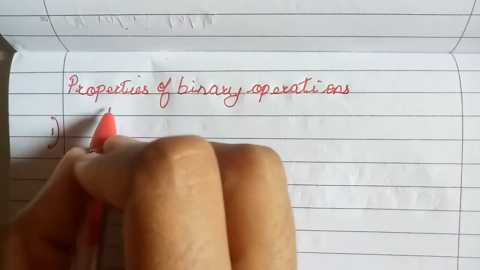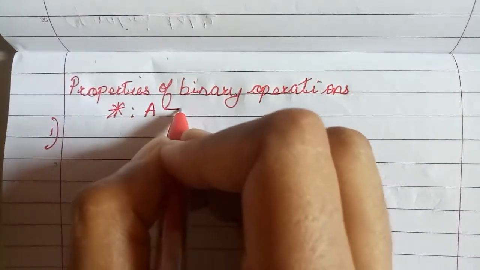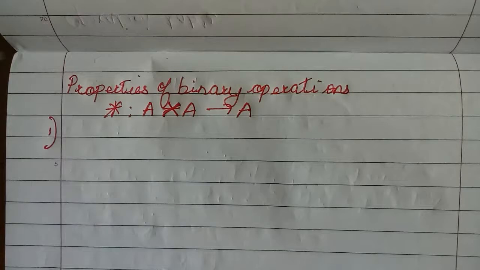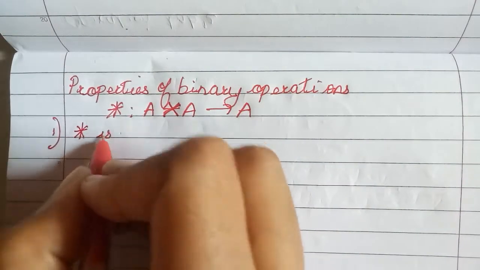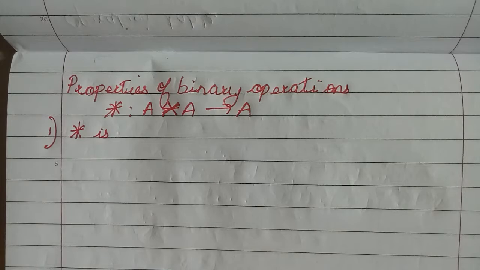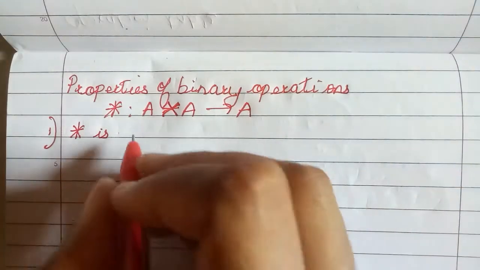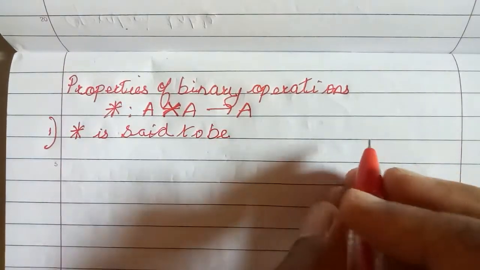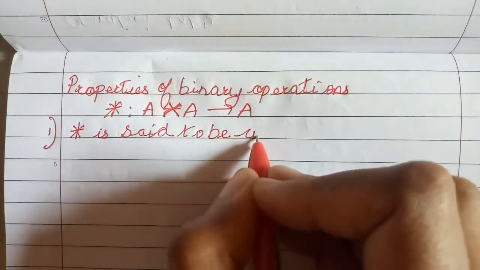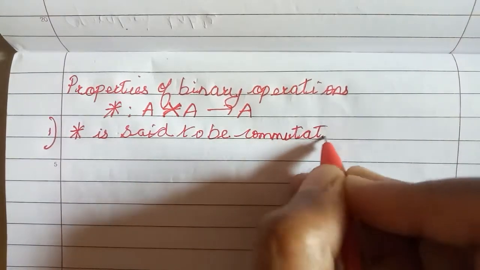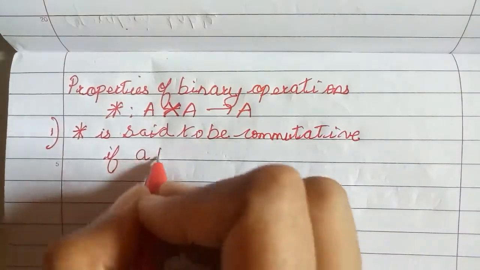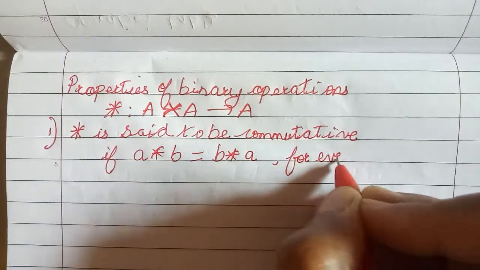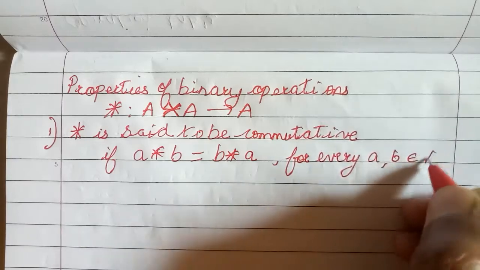So for this, first of all, I should have a binary operation star going from A cross A to A. So write: the binary operation star is said to be commutative if A star B is the same as B star A for every A and B coming from your set A.